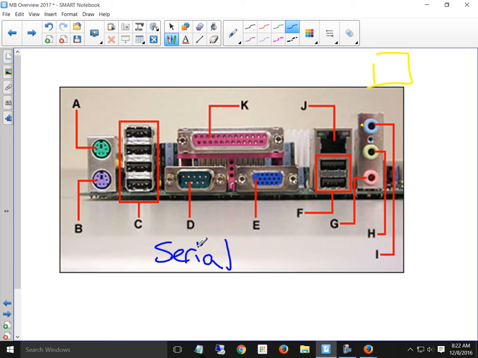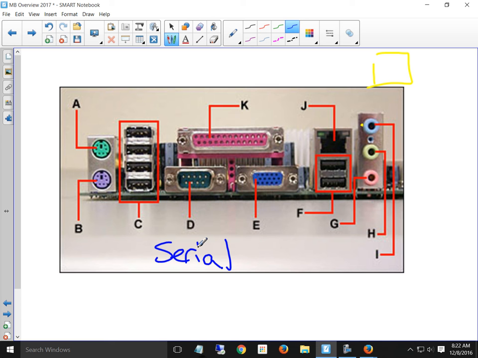Anybody know what K is? Parallel. Yeah, you're right. It's a parallel port. What's that for? You just heard serial, so you're going with parallel because we know those two words. Anybody know what it's for? This is what printers always used to connect with. This is a parallel port, and it's what printers connect up with.